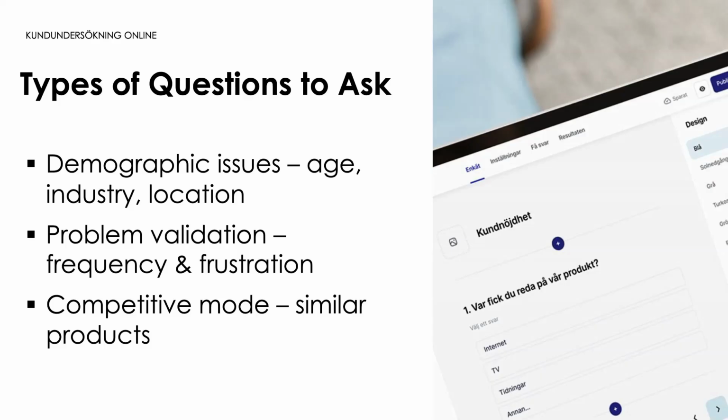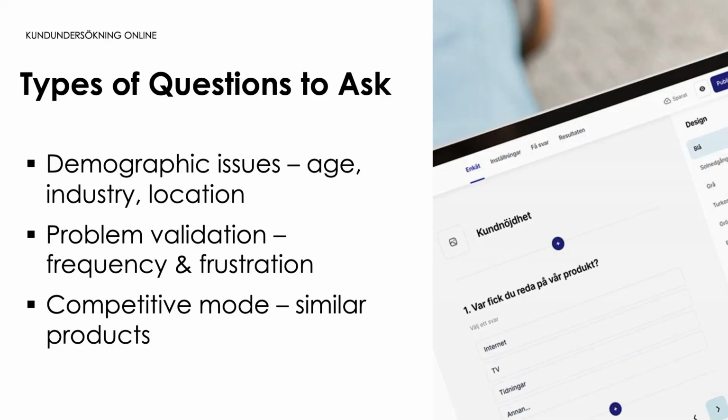First, focus on getting a good mix of both quantitative and qualitative data. You can start with demographic questions to understand who is responding. Ask about their age range, industry, or job title. Next, use problem validation questions. This is where you can use a frequency scale like how often do you experience this problem, or a frustration scale from 1 to 5.